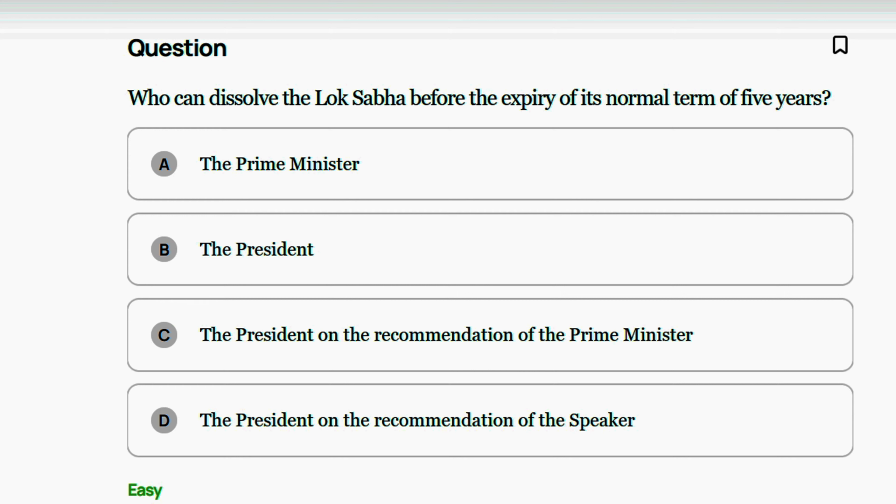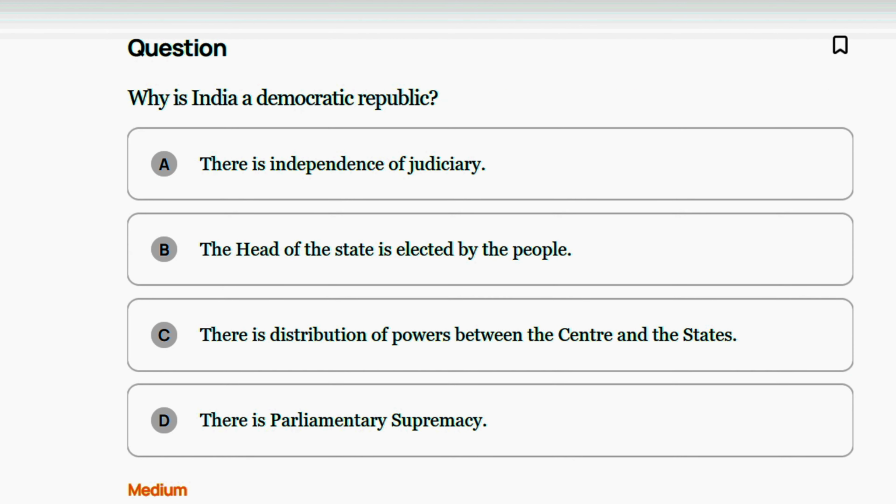Who can dissolve the Lok Sabha before the expiry of its normal term of 5 years? Prime Minister, President, or the President on the recommendation of the Prime Minister. This is the answer. Yes, correct. The President on the recommendation of the Prime Minister can dissolve the Lok Sabha before the expiry of its normal term of 5 years. Next question.